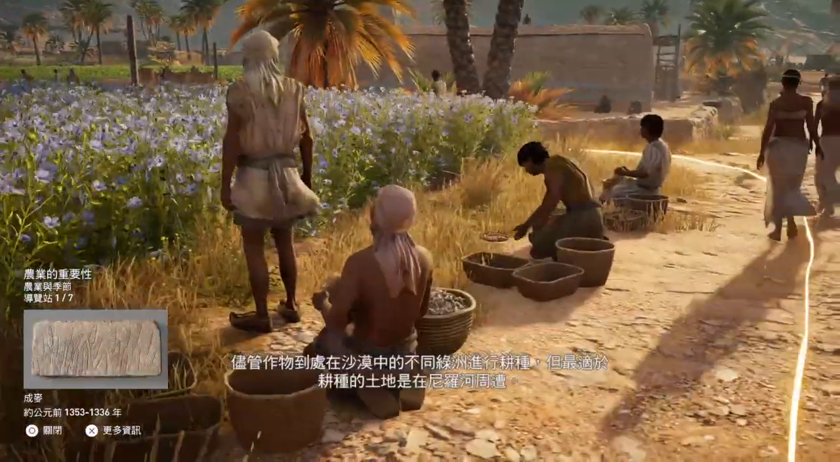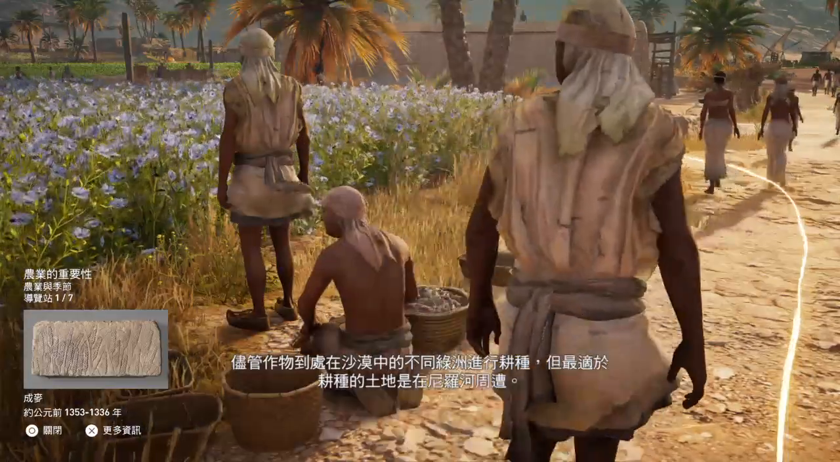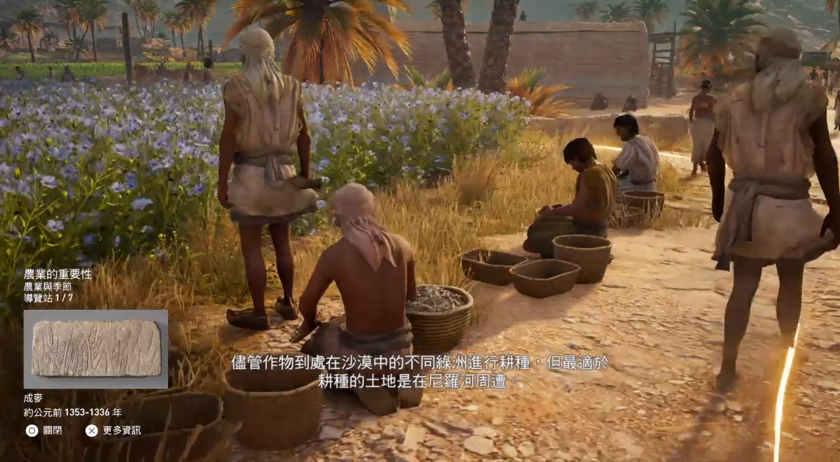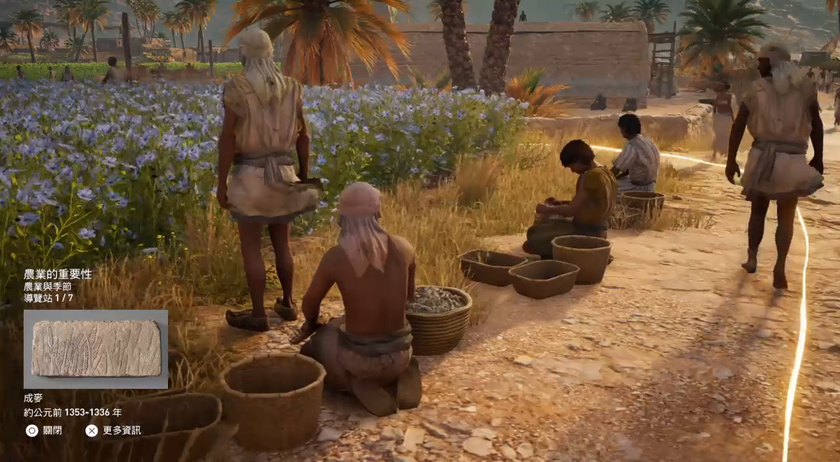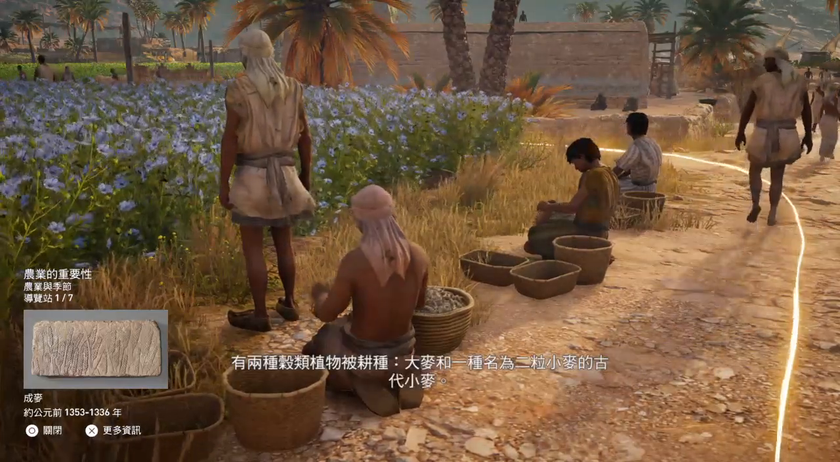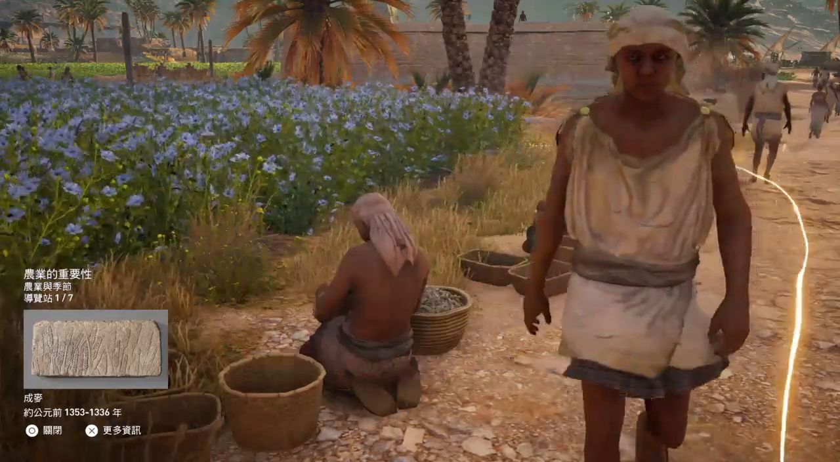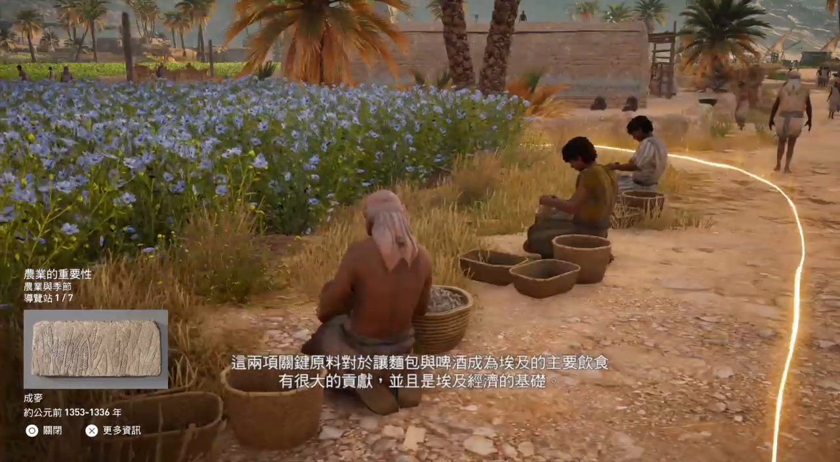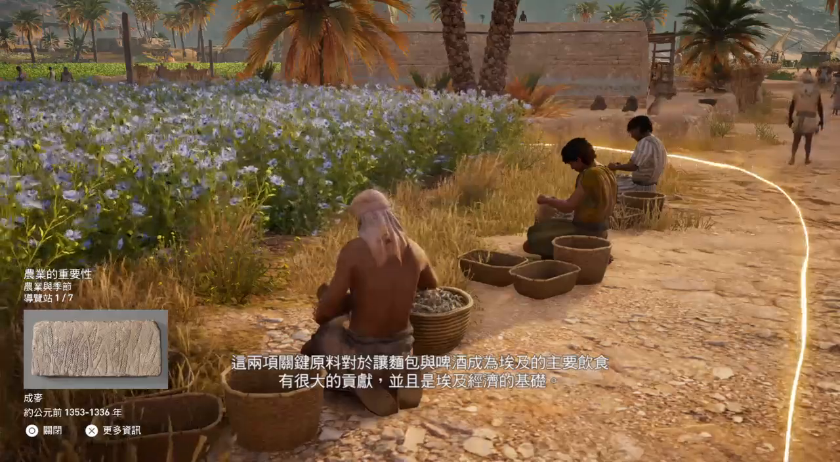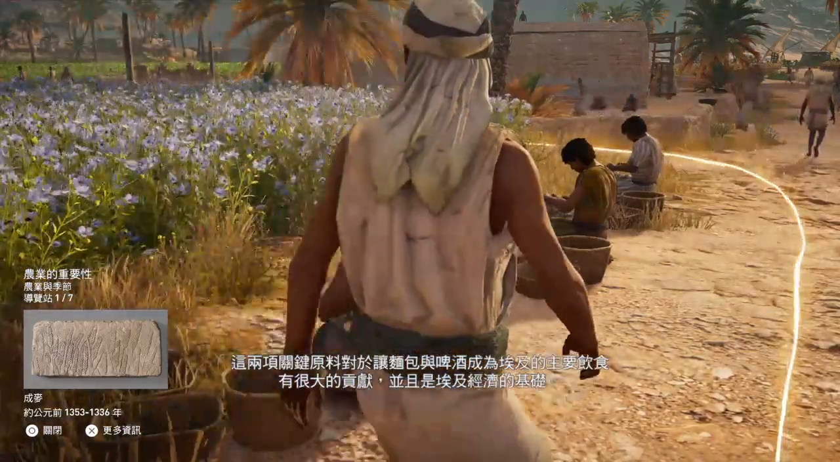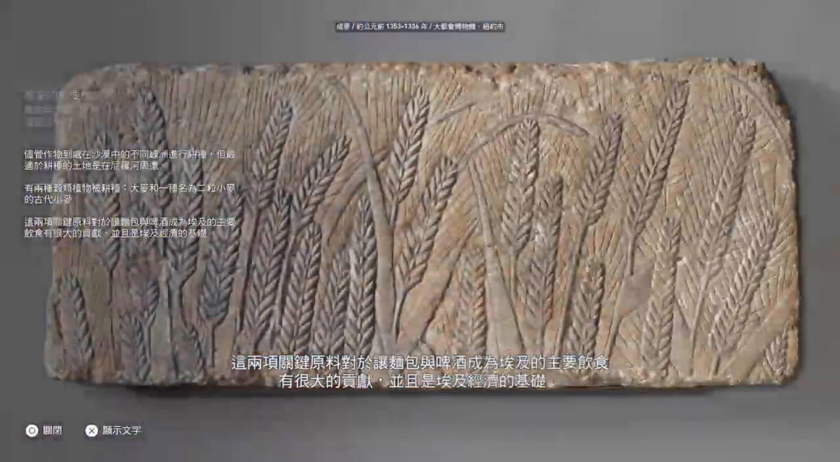While crops were cultivated in different oases around the desert, most of the arable lands were near the Nile. Two types of cereal grain were cultivated, barley and an ancient wheat known as emmer. These two key ingredients contributed in establishing bread and beer as the staple of the Egyptian diet and the basis of its economy.